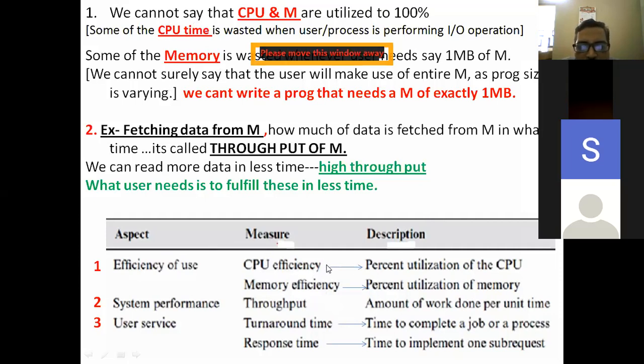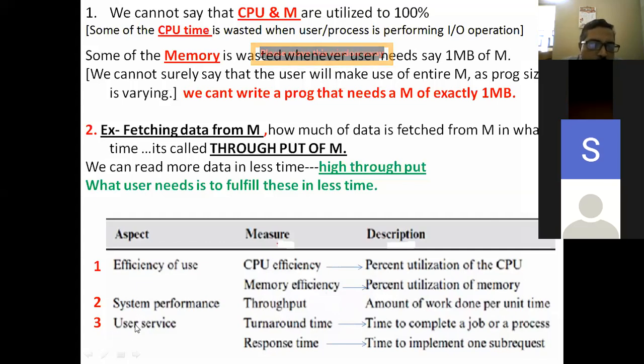Okay, so we have something called CPU efficiency, which means the percentage utilization of the CPU, and memory efficiency refers to the percentage utilization of the memory. Okay, and system performance will always be measured, always related to the throughput parameter. This throughput is nothing but the amount of work done per time. As I said, throughput will always be related to the time factor. Hence the amount of work done per unit time, we call it throughput.